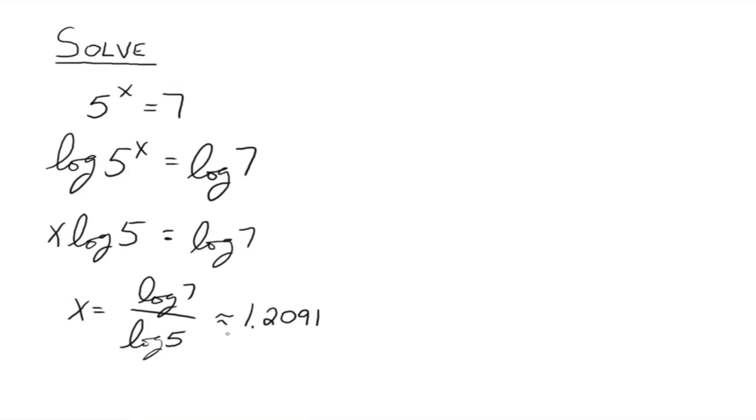You'd get 1.2091. So if x is 1.2091, you plug that in up here for x, and you're going to get about 7. Again, because we had to round, it's not going to be exactly 7. But that's the solution for x.